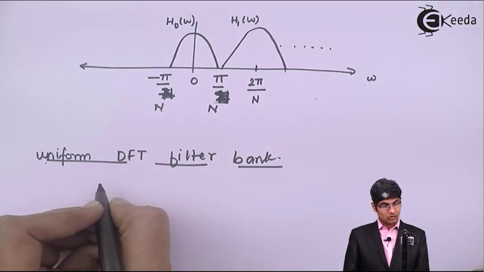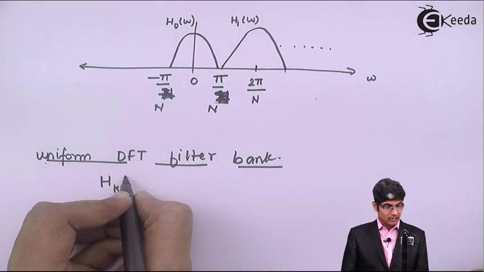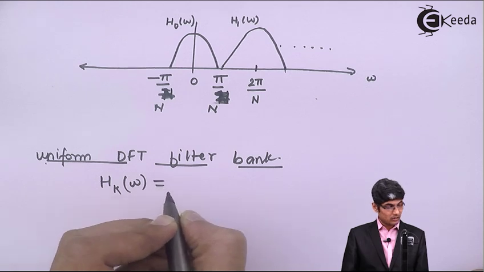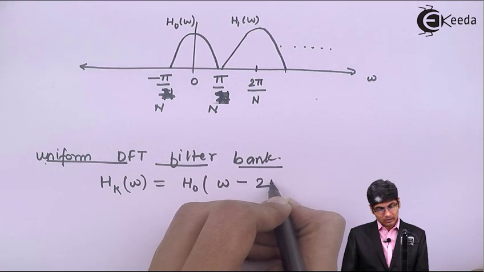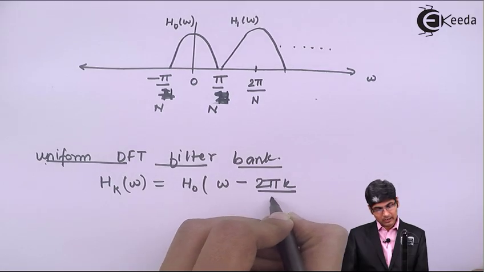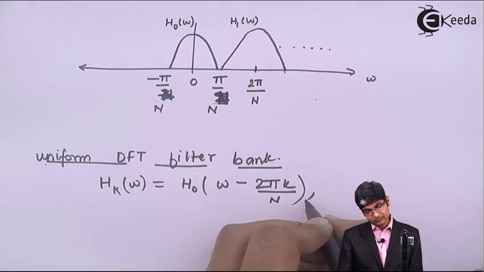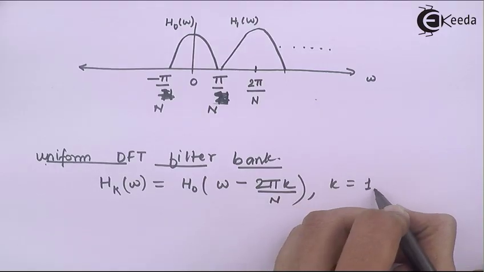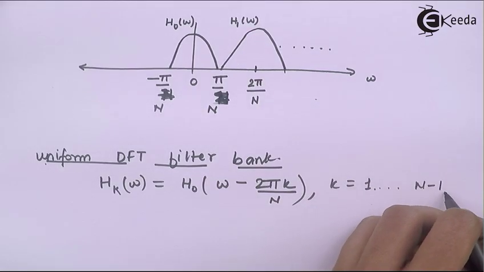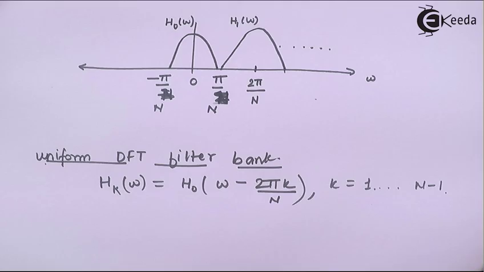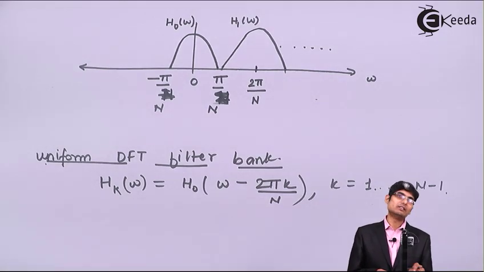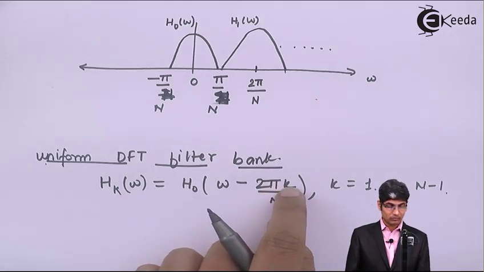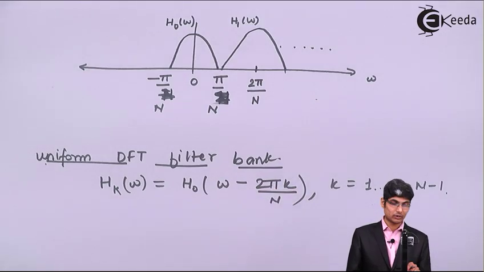So we generally write it as hk of omega equals h0 of omega minus 2 pi k by n, where k will run from 1 to n minus 1. Why will it not take 0? Because h0 itself is the prototype. When you put 0 over here, it is h0 of omega, which is the prototype.